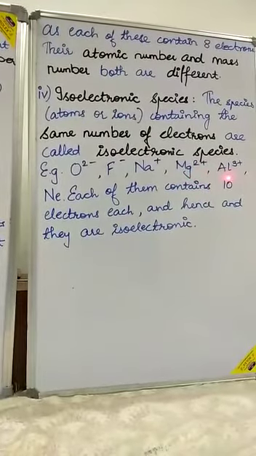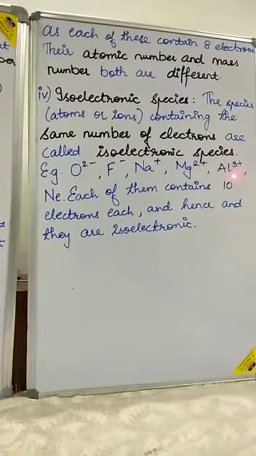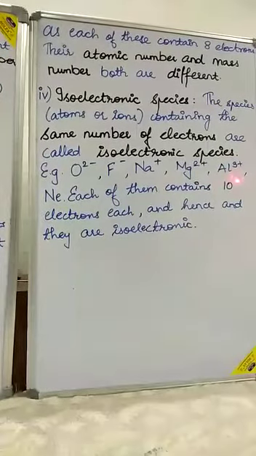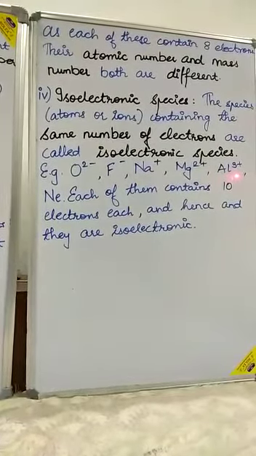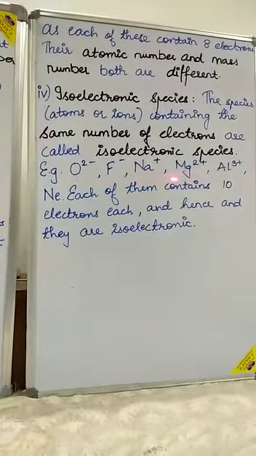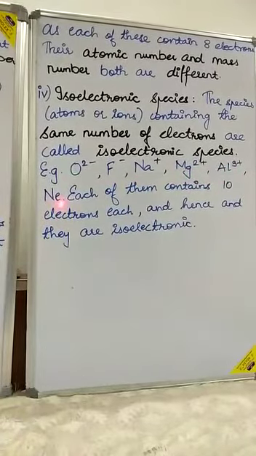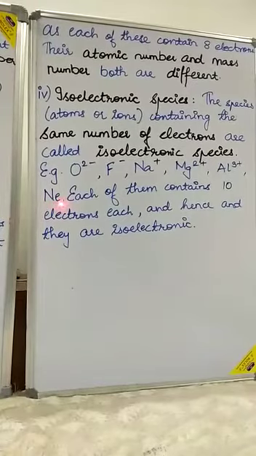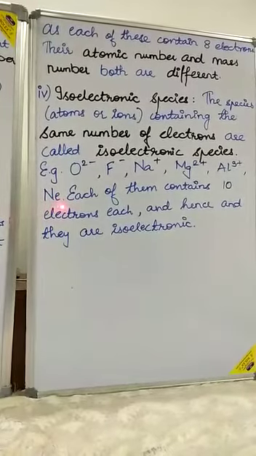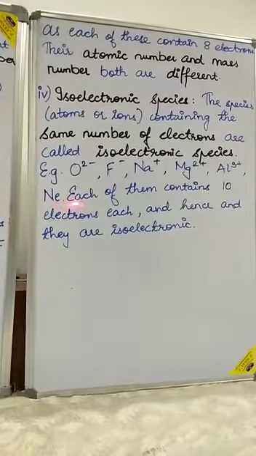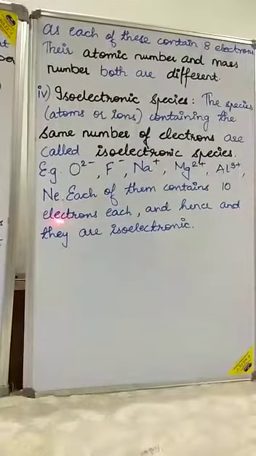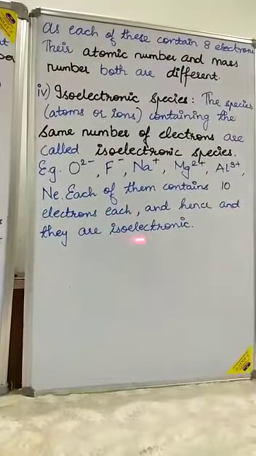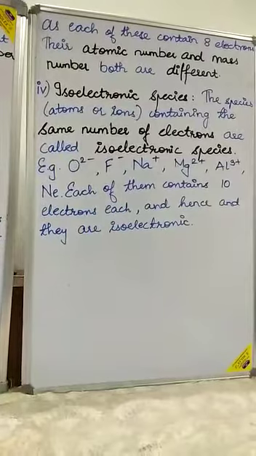Similarly, aluminium has got 13 electrons. So 3 positive, that means 3 electrons are given to form this cation. So the number of electrons in this species, aluminium 3 positive, is 10. See, all these species are having 10 electrons, students. And in neon we know that the configuration is 2, 8, atomic number 10. It's a noble gas. Each of them contains 10 electrons each, and hence they are isoelectronic. Thank you.